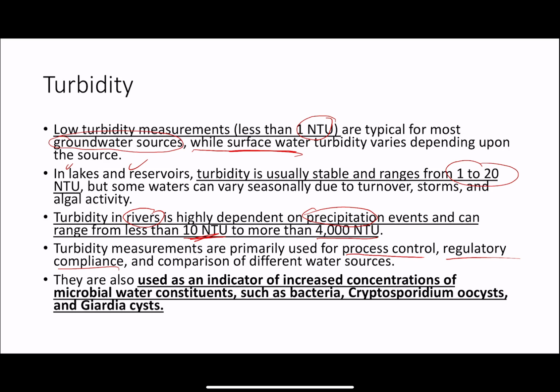And of course, turbidity is a very good indicator of increased concentration of microbial water constituents, such as bacteria, Cryptosporidium oocysts, and Giardia cysts.